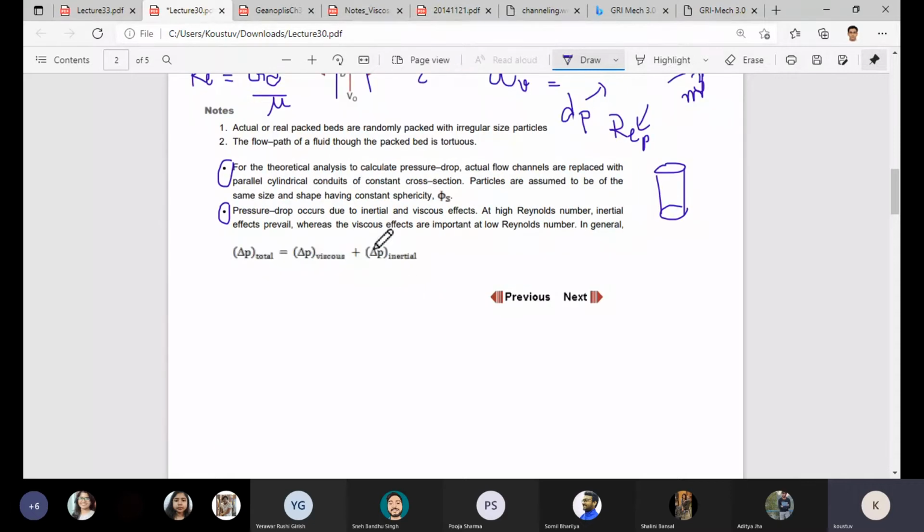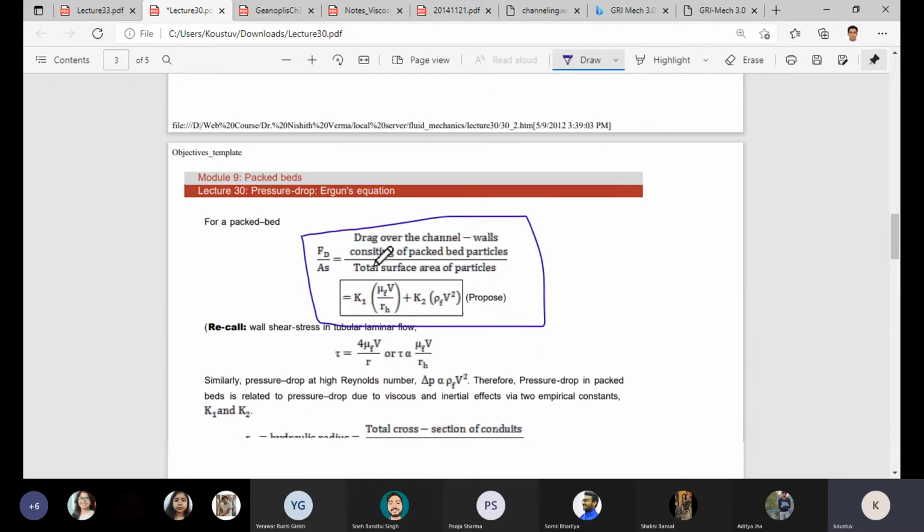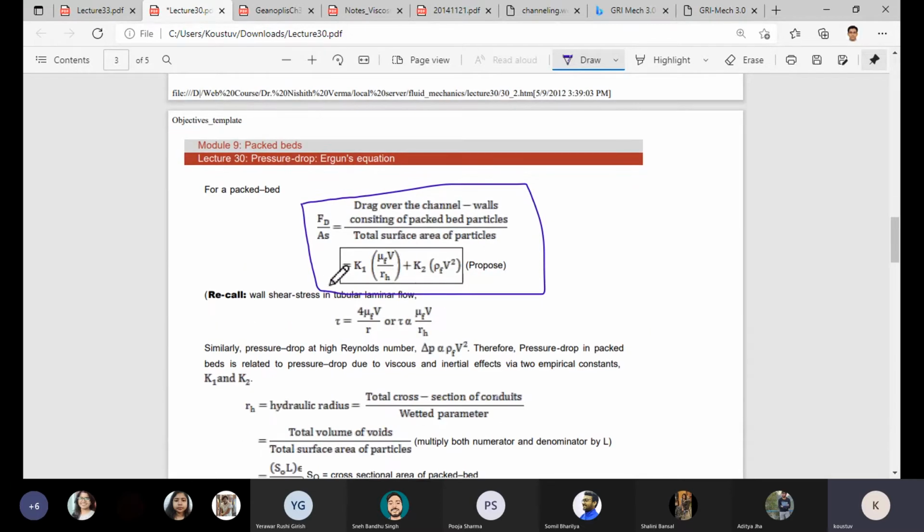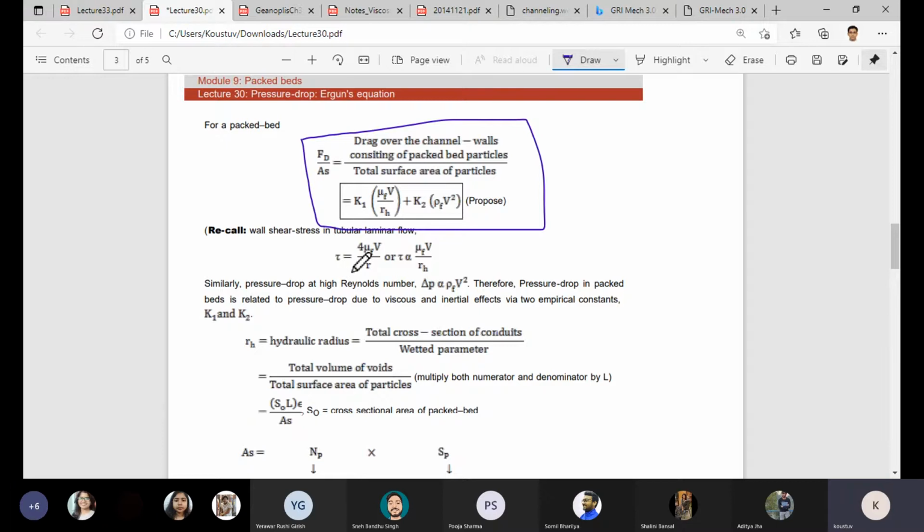And the pressure drop consists of two different terms, depending on which one dominates, inertial or viscous, as a function of Reynolds number. So these two are important, and we propose an expression that it is proportional to v and v square for laminar and turbulent flow. Through that we proceed to calculate k1 and k2. These K1 and K2 are parameters, or constants, that come after we fit these expressions to experimental data.